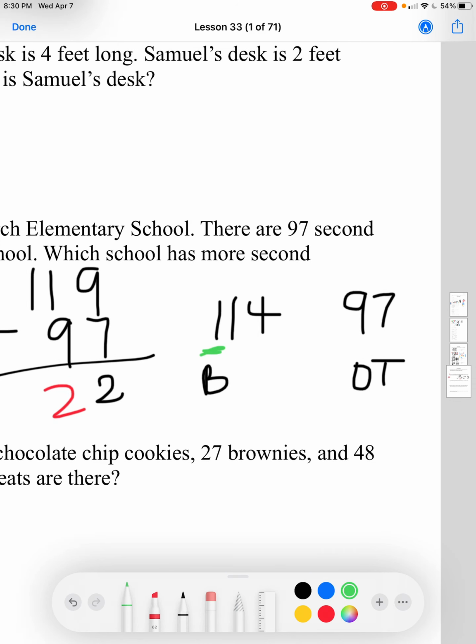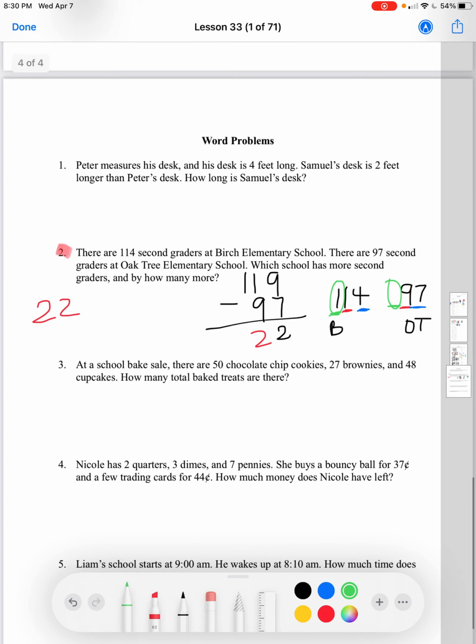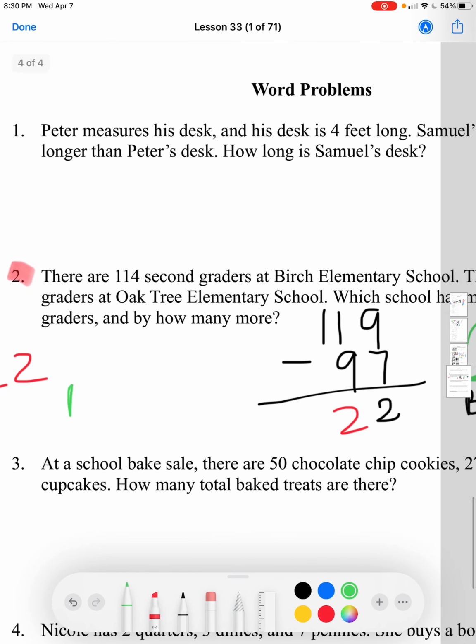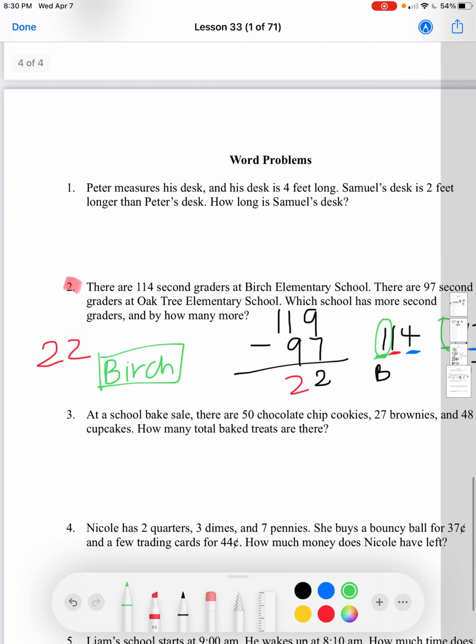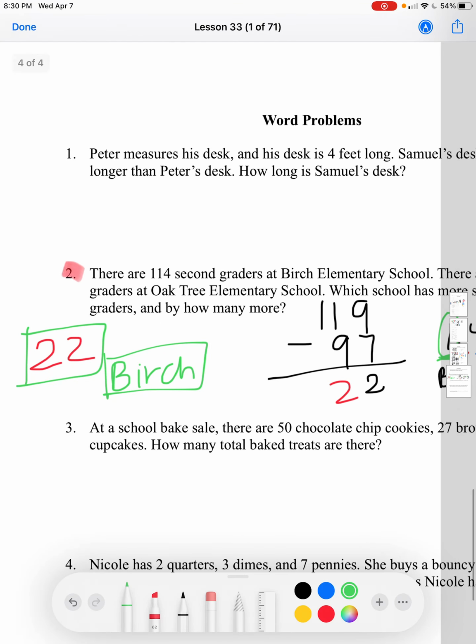Let's compare. We have a 1 in the hundreds place. There's nothing in the hundreds place here. So now we've lined up the place values. If you compare, we have a 1 in the hundreds place and there's nothing in the hundreds place here. So we know that Birch Elementary School has more students, second graders, and by 22 more second graders.